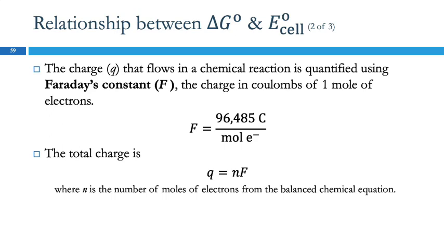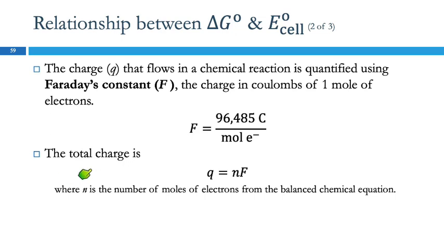So the charge that flows, and yes, I know Q was heat in Chem 1A. Just deal with it as charge now. There's only so many letters. So the charge that flows is quantified using Faraday's constant. Faraday's constant is abbreviated with a capital F, and this is the charge in coulombs of 1 mole of electrons. So 1 mole of electrons has a charge of 96,485 coulombs.